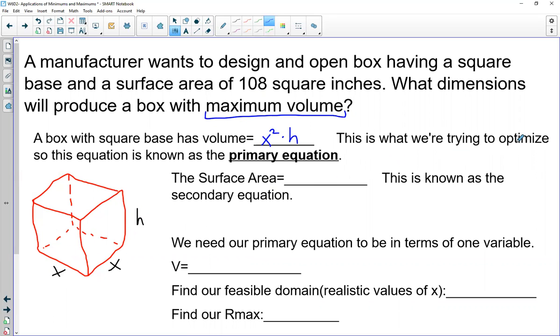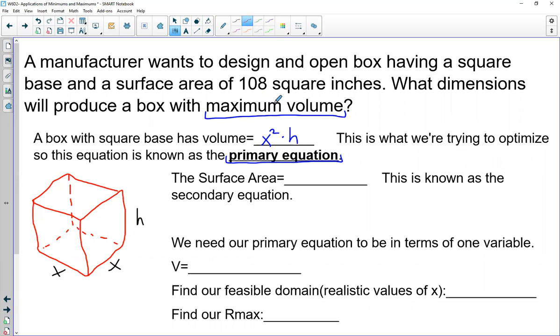So since this is what we're trying to optimize, this equation is going to be known as our primary equation. Okay, this is super important. This is our primary equation. This is what we are essentially trying to find its maximum or minimum given a certain situation.